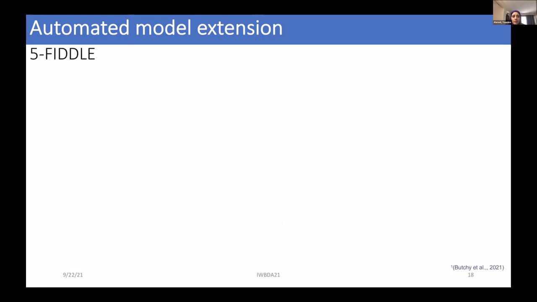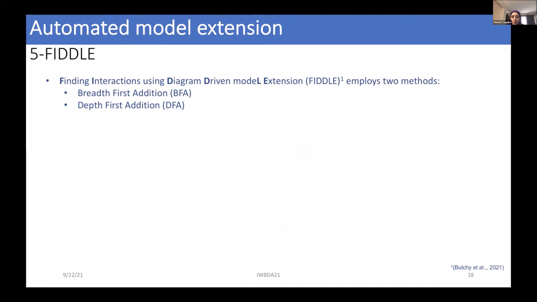The fifth tool is FIDL, which stands for finding interactions using diagram-driven model extension. This methodology or tool employs two methods that rely on the breadth-first search algorithm and the depth-first search algorithm, which are network search algorithms. The authors call these two methods breadth-first addition and depth-first addition.